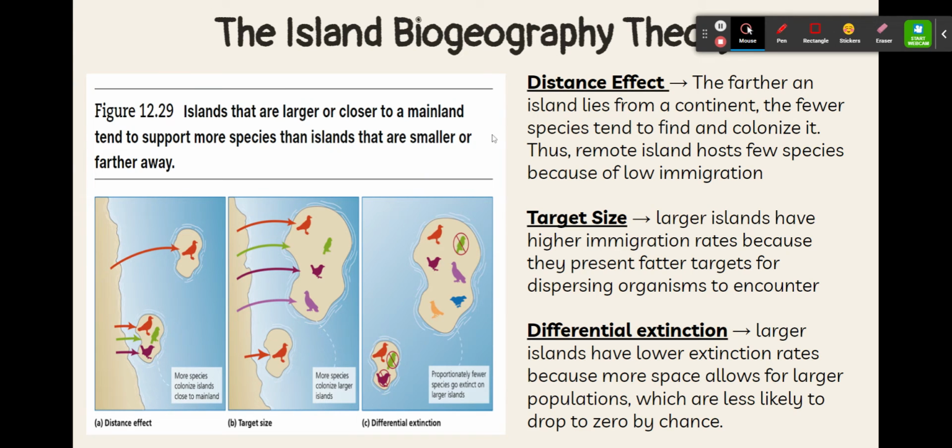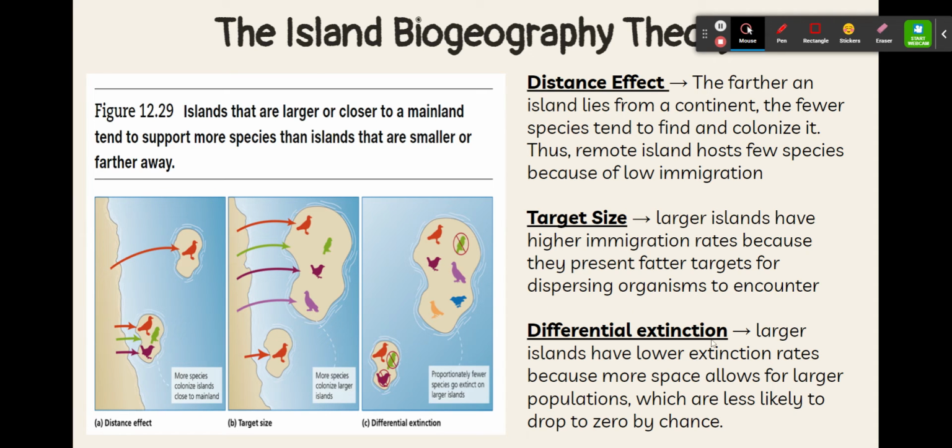Okay. So this is the distance effect. The farther an island lies from a continent, the fewer species tend to find and colonize it. Thus, remote islands host few species because of low immigration. The target size. Larger islands have high immigration rates because they present fatter targets for dispersing organisms to encounter. Other species do not have vision as good as we do. So if they can see a bigger island and if they're able to fly to it or get to it somehow, they're going to go to it. If it's a small little island really far away, they're not going to be able to get to it.